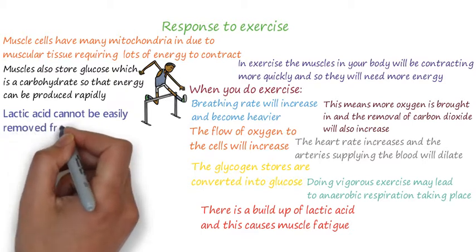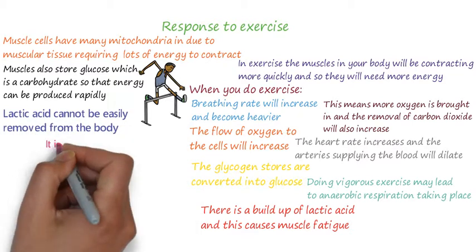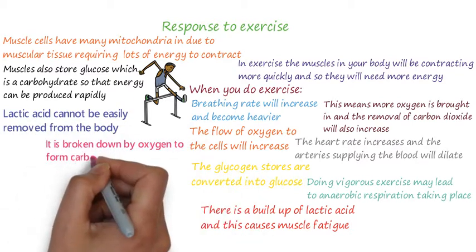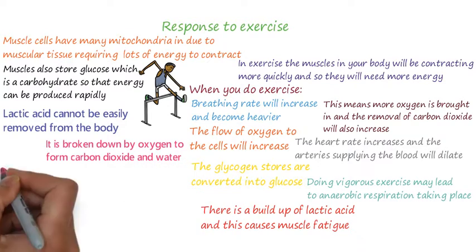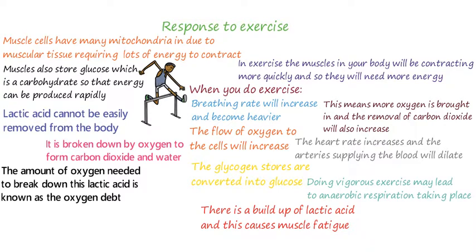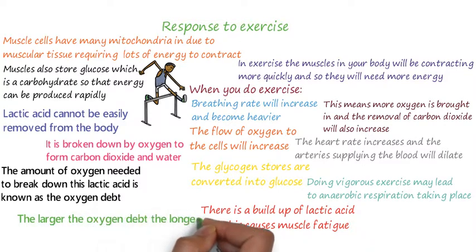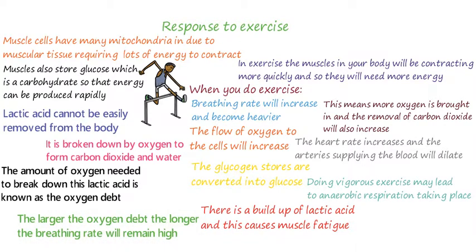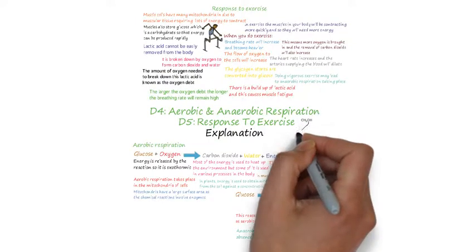Lactic acid cannot be easily removed from the body. In order to remove it, it must be broken down. It is broken down by oxygen to form carbon dioxide and water. The amount of oxygen needed to break down this lactic acid is known as the oxygen debt. This is why, after vigorous exercise, your heart rate and breathing rate might stay high for a little while after. The larger the oxygen debt, the longer the breathing rate will remain high.